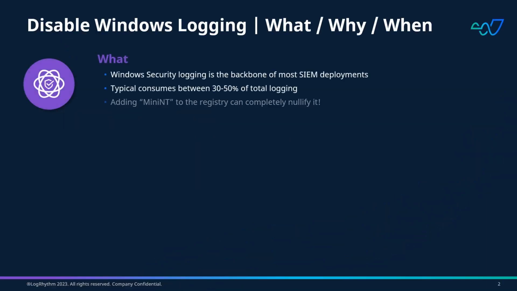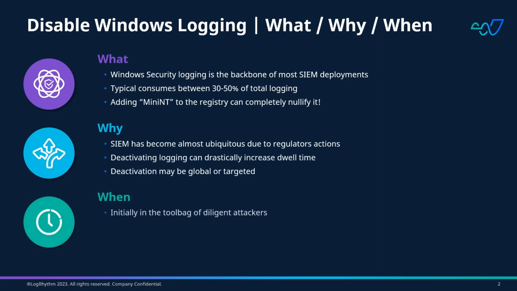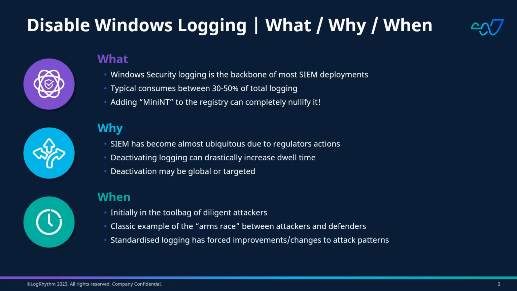Windows event logging, and specifically security logging, is the backbone of most organizations' log monitoring strategy. In real-world deployments, Logarithm generally sees Windows security logging taking up between 30 and 50% of an organization's total logging capacity. Naturally, this makes it a target for nullification, a process commonly used by attackers to mitigate the effectiveness of SIEM installations. One approach to this involves adding a registry key called MiniNt to a specific path in the registry.